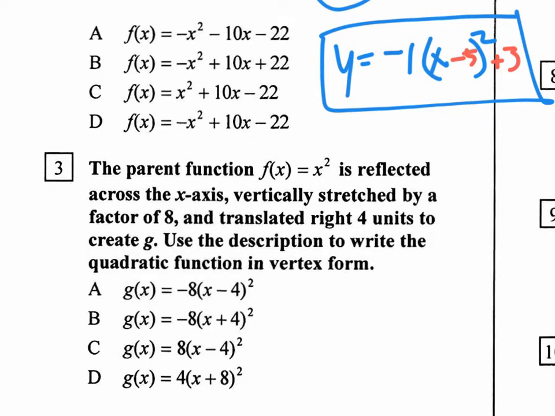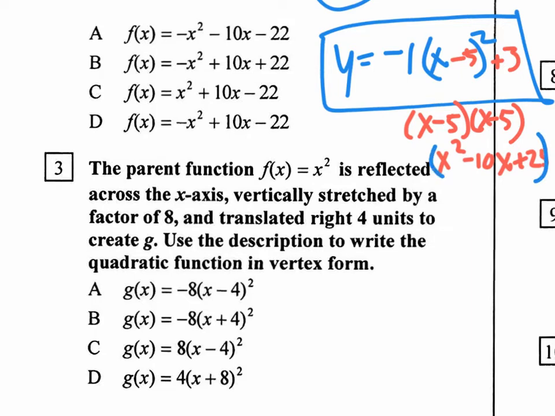Negative b over 2a? I'm going to distribute. Check it out real quick. x minus 5 squared is really x minus 5 times x minus 5. If you distribute correctly, you'll get x squared minus 10x plus 25. But you still have the plus 3 at the end from up here, so that's going to be a plus 28. Actually, no. Let me actually put this in parentheses first.